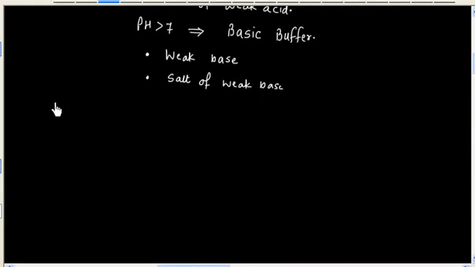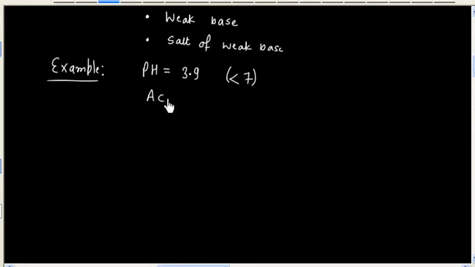For example, let us say we need a buffer of pH 3.9, that is less than 7. So this is a case of acidic buffer. So we will have two components, weak acid and salt of weak acid.